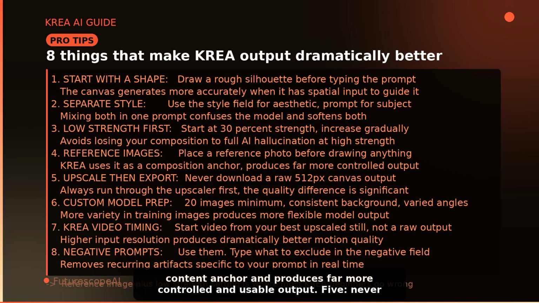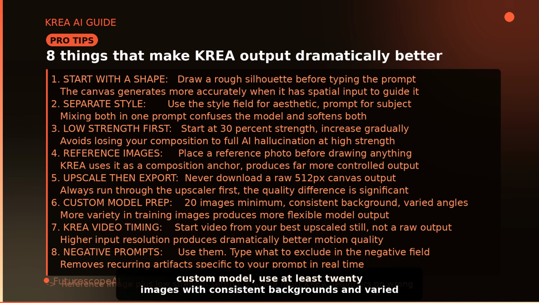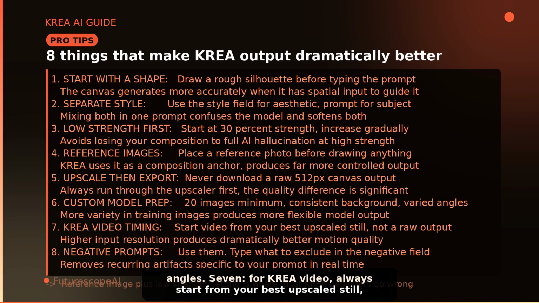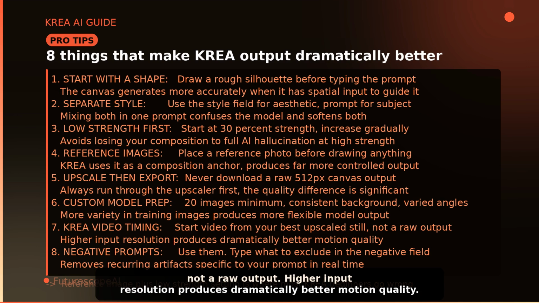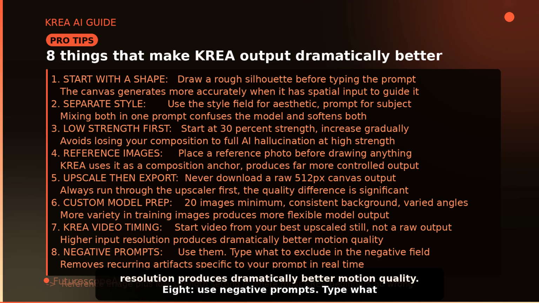5. Never download a raw canvas output. Always run it through the upscaler first. The quality difference between a raw 512 pixel output and an upscaled version is significant and immediately visible. 6. When preparing training images for a custom model, use at least 20 images with consistent backgrounds and varied angles. 7. For KREA video, always start from your best upscaled still, not a raw output. Higher input resolution produces dramatically better motion quality.